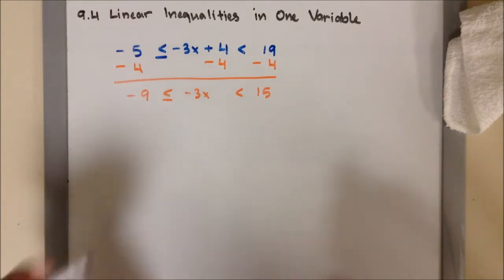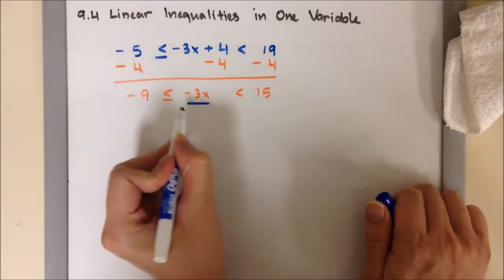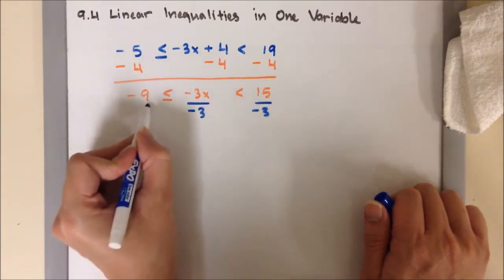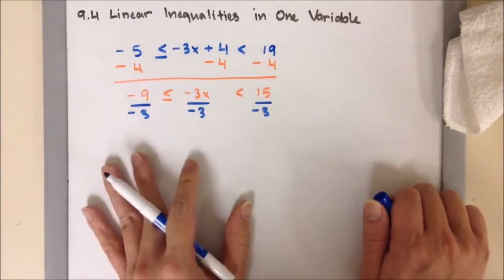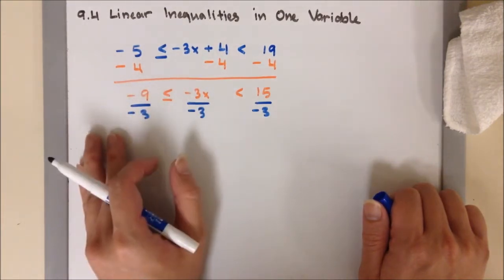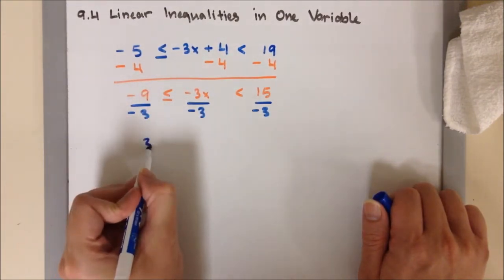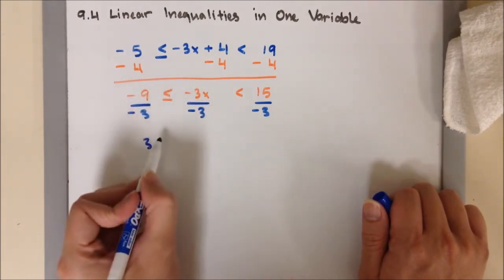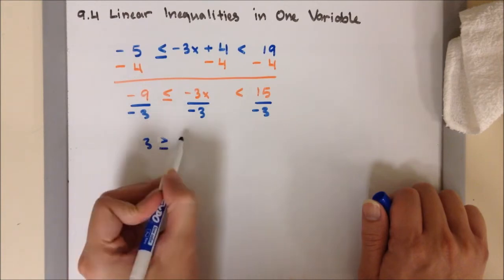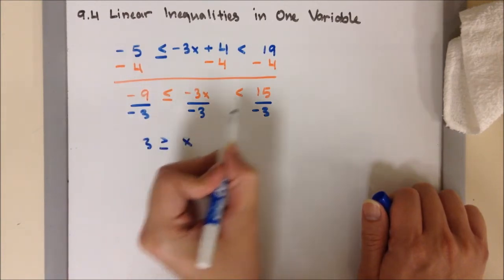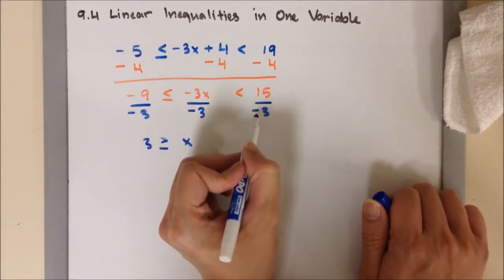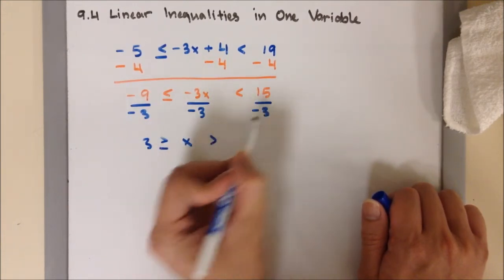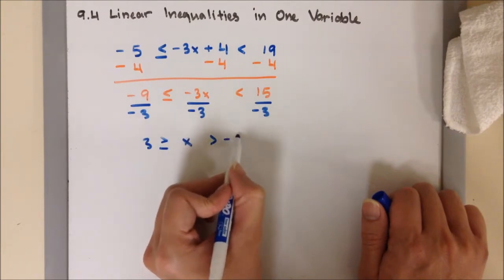After that, to get x by itself, I'm going to divide by negative 3. And then here, I'm going to divide by negative 3 on the right, divide by negative 3 on the left. So over here, negative 9 divided by negative 3 will be positive 3. But remember, since I divide by a negative number, I'm going to flip this inequality sign. So it's going to be greater than or equal to x in the middle. Since I also divide this by a negative number, I'm going to flip this inequality sign, which will be greater than 15 divided by negative 3, which is negative 5.